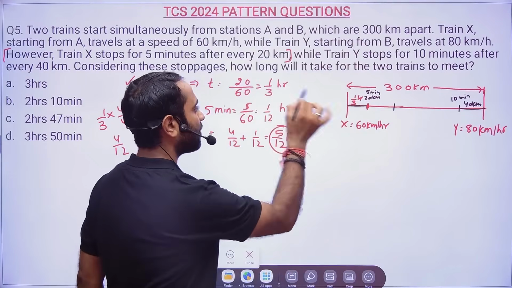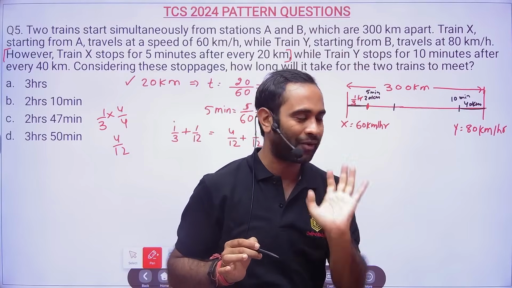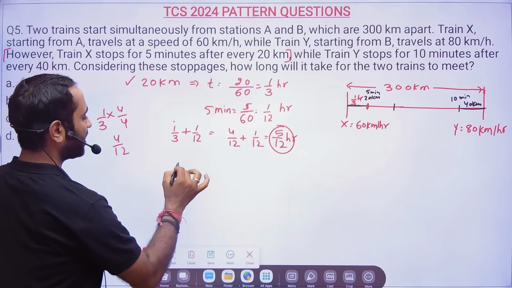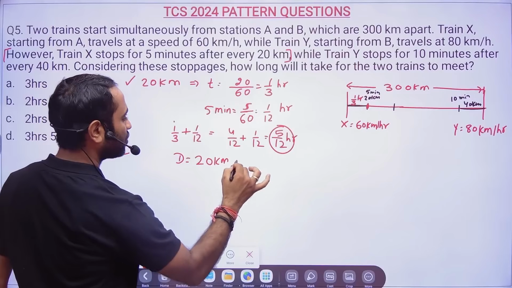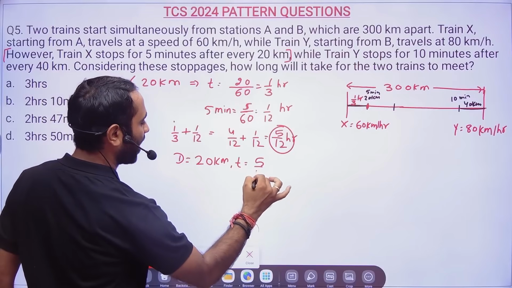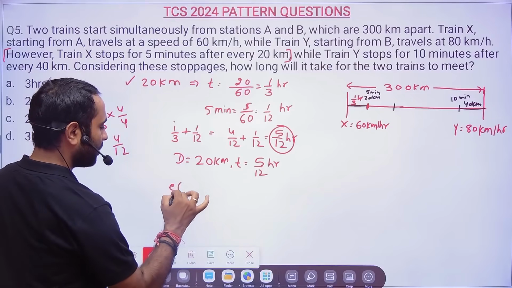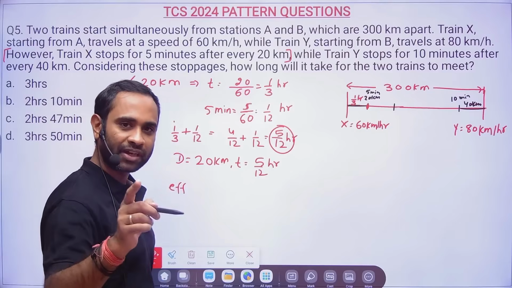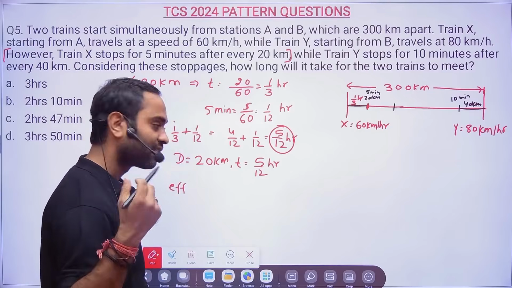See, 1/3 hours in actual covering and 5 minutes, that means 1/12 hours, they are waiting, right? Okay. So now I know my distance is 20 kilometers and the total time they take for 20 kilometers is 5/12 hours, right? Okay. Then what will be the effective speed? Because your effective speed has reduced, because you are waiting for 5 minutes.